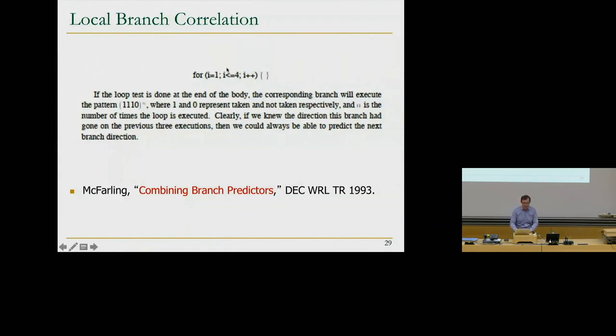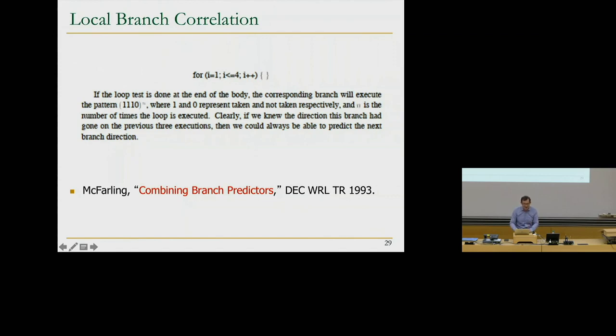This is an example where you have a loop, and I'm going to read this over here. If you have a loop test that's done at the end of the body, the corresponding branch that loops will execute the pattern 1, 1, 1, 0 to the n, where 1 and 0 represent taken and not taken respectively. Basically, you execute this loop 4 times, as you can see, or 3 times, actually, in this case.